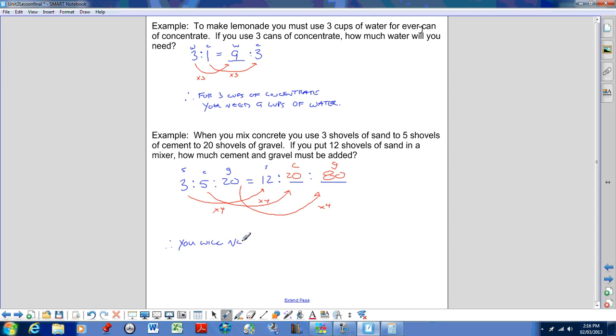So therefore, you will need 20 shovels of cement and 80 shovels of gravel.